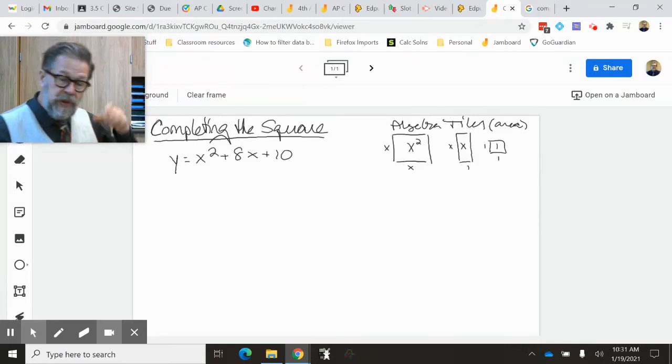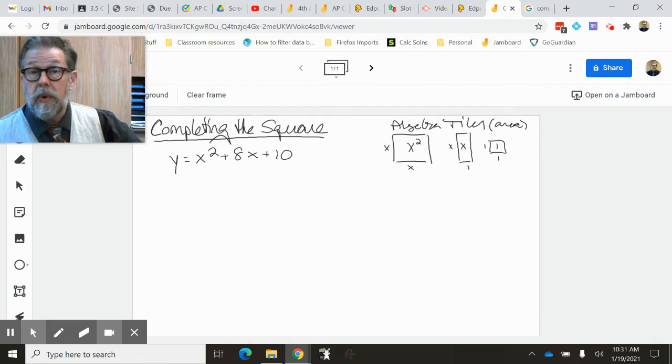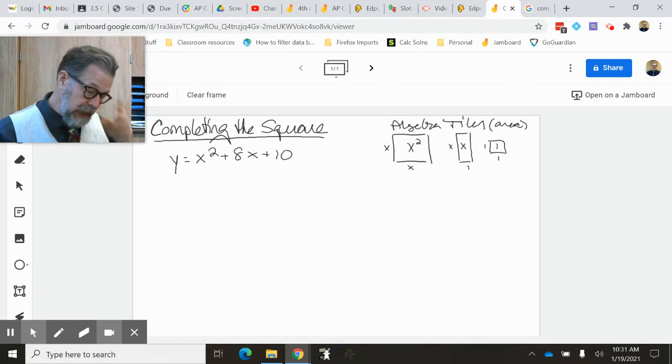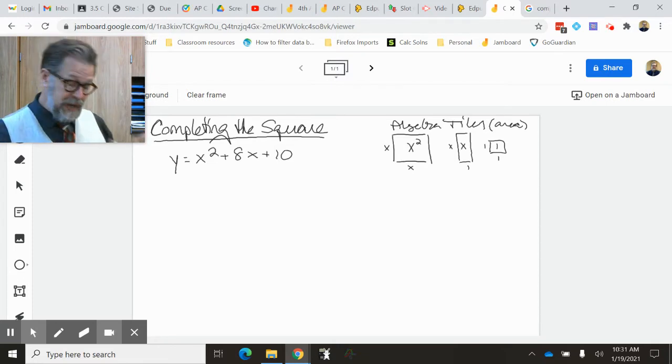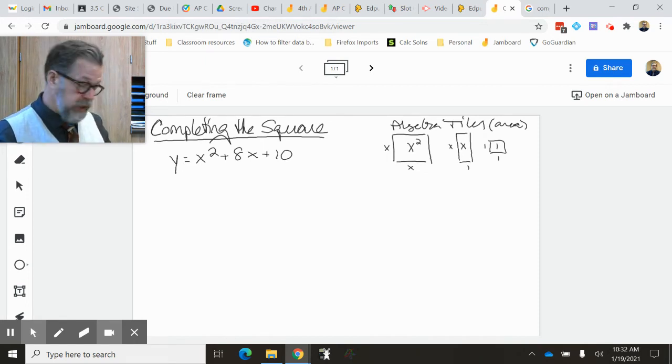Okay, so today's video is a very basic completing the square, and I am going to be showing you a geometric idea. We'll get into algebraic a little bit later, but we're going to start by looking at y equals x squared plus 8x plus 10. And the goal here is to rewrite it in vertex form.